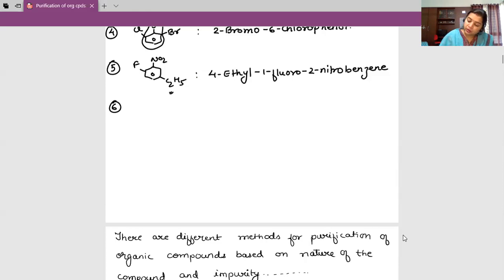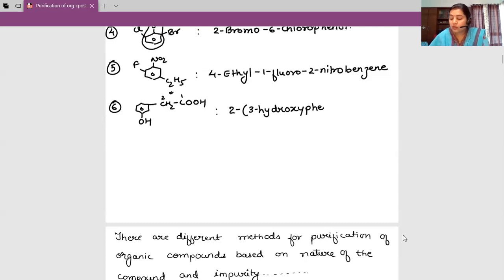What am I saying? If I have a compound like CH2COOH and on this I am given OH, then COOH is the preferred functional group. I can't do anything; I have to name it as ethanoic acid as the parent. On it I have hydroxyphenyl. But that phenyl is at which position? Hydroxy is at which position? So I'll place it as a substituent at position 2: 2-(3-hydroxyphenyl)ethanoic acid.